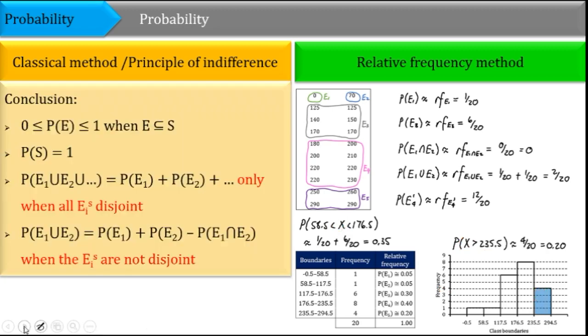Right, so what do we see? We see that for probabilities, the probability stays between 0 and 1. Because if we have an empty event, then it's going to be 0 over 20. If we have the sample space, it's going to be 20 over 20. So we can't have anything outside of that interval. So when we have an event that's on the sample space, then the probability will be between 0 and 1. Probability of the sample space itself will be 1. Probability of the union will be the sum of the probabilities, but only when the events are disjoint. We saw that in the example. And when they are not disjoint, then we need to get rid of the duplicate events or outcomes in the intersection.